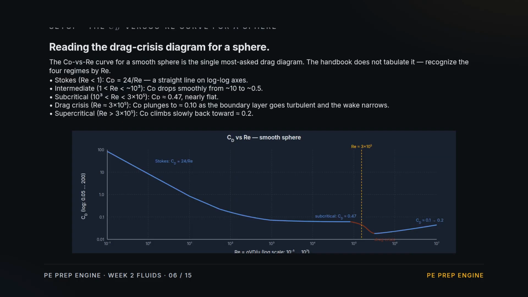The C sub d versus Reynolds curve for a smooth sphere is the most asked drag diagram. Pull it from Cengel or White. 5 regions. Stokes flow below Reynolds 1. C sub d equals 24 over Reynolds, a straight line on log paper. Intermediate, 1 to about 1,000. The curve drops smoothly. Subcritical, 1,000 to 3 times 10 to the 5th. C sub d flat, near 0.47. The drag crisis at 3 times 10 to the 5th. C sub d plunges to about 0.1 as the boundary layer goes turbulent and the wake narrows. Supercritical above that. C sub d drifts slowly back up.